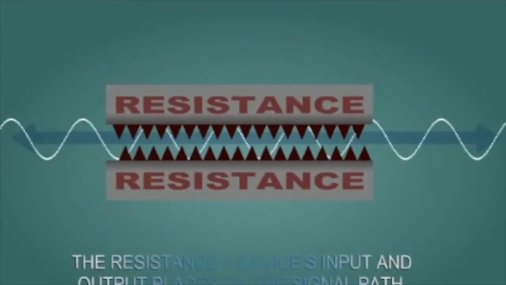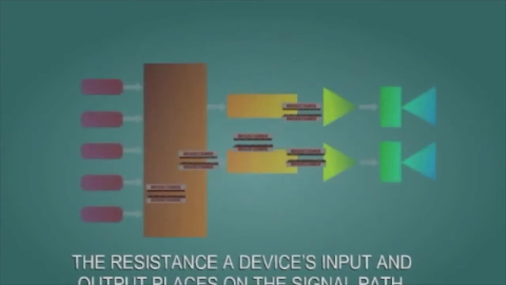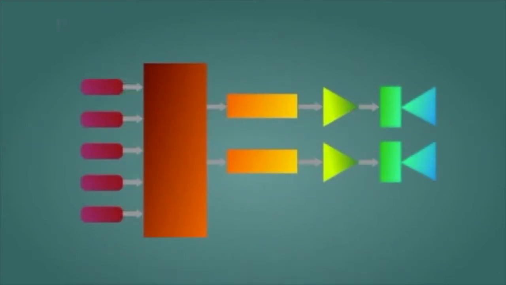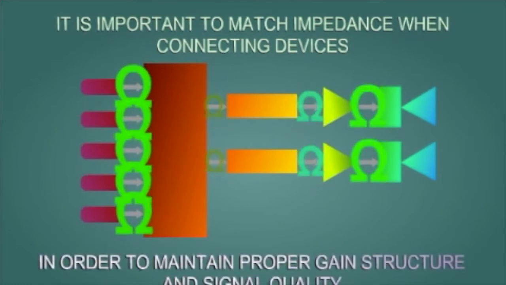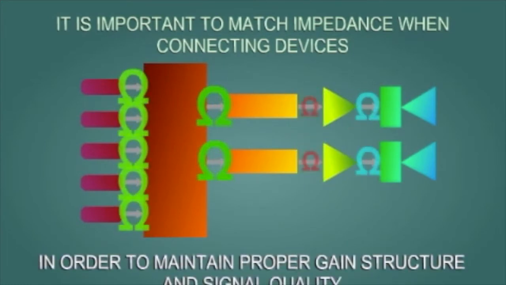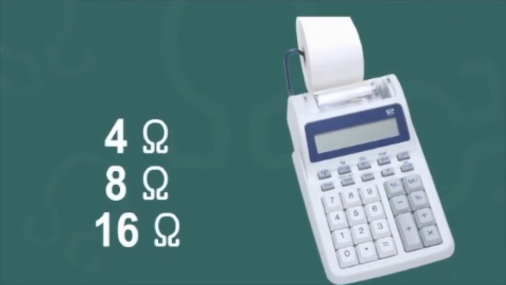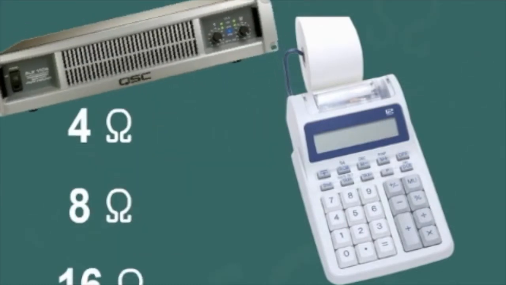Impedance is the resistance a device's input and output place on the signal path. It is important to match impedance when connecting devices in order to maintain proper gain structure and signal quality. Typical loudspeaker impedances include 16 ohm, 8 ohm, and 4 ohm. It is important to calculate the total loudspeaker impedance load before energizing a power amplifier.